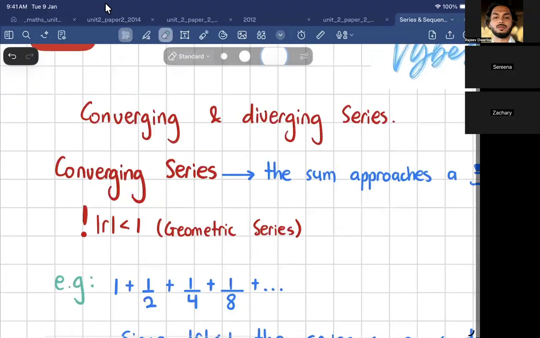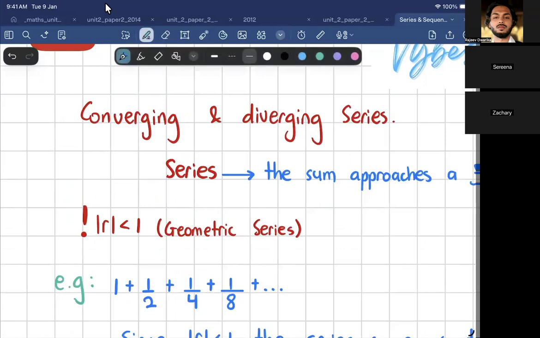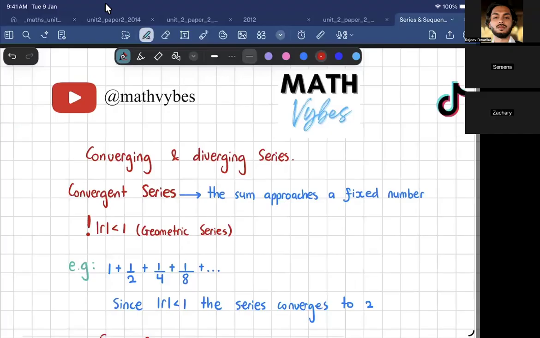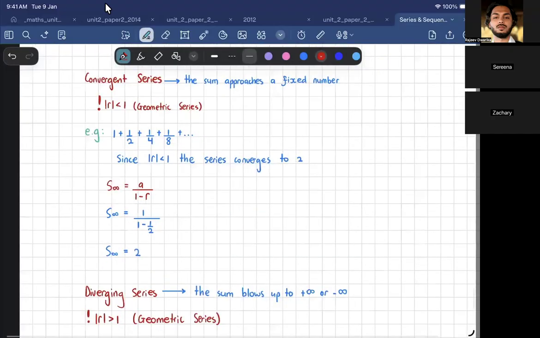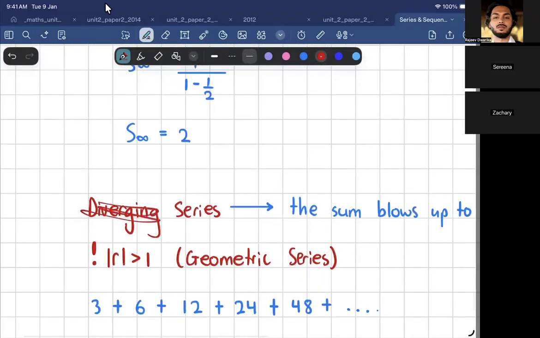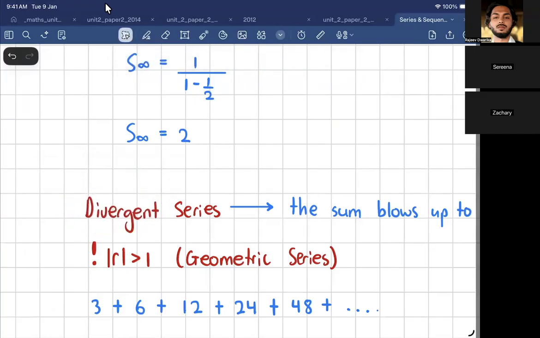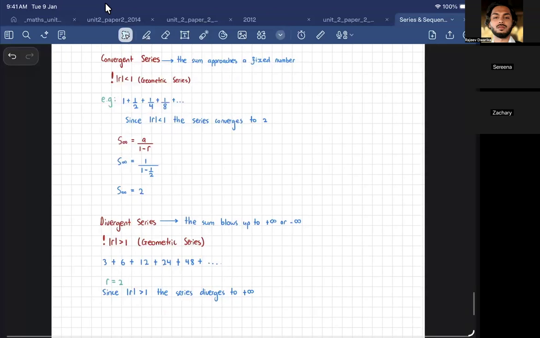And my mistake, it was really supposed to be convergent series. Yeah, it's supposed to be convergent series. I don't know why I wrote that. So convergent and divergent. Okay, cool. Yeah, so that's the notes for that.